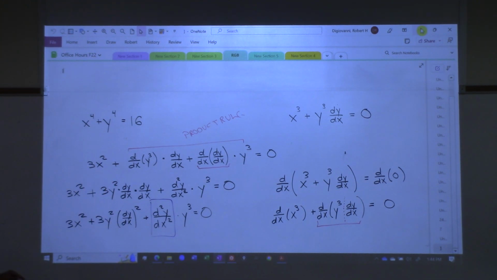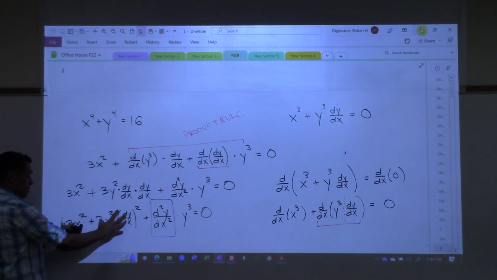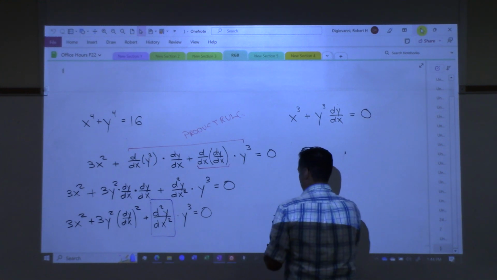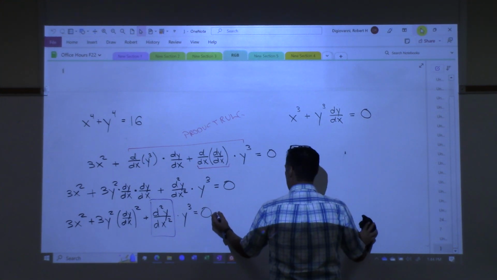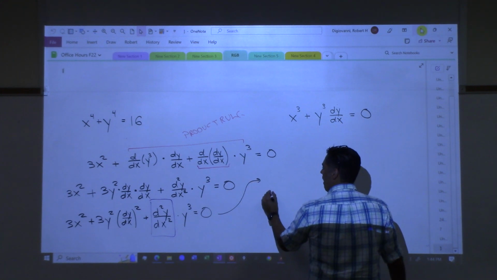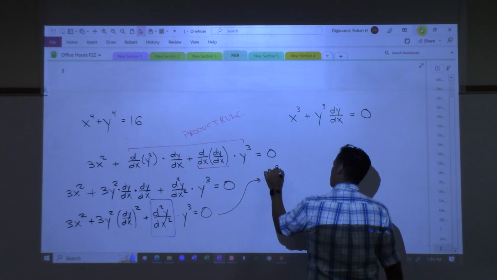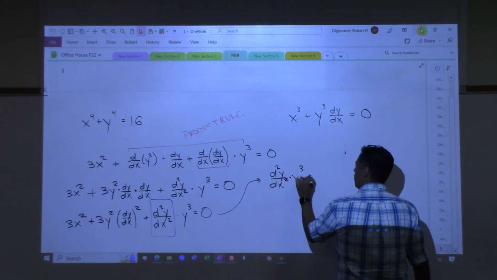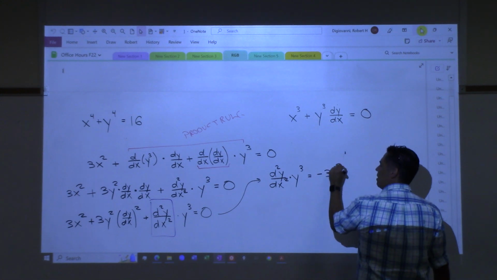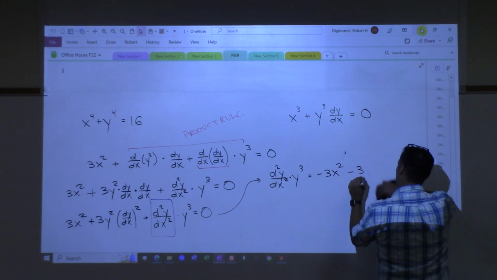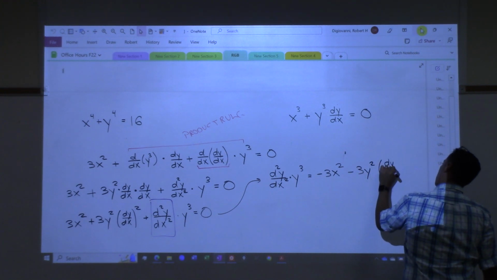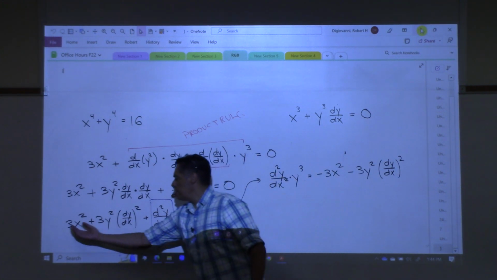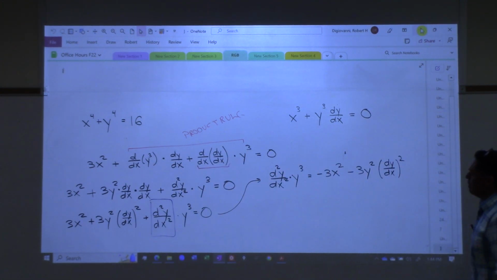To do that, I think what I'll do is I'll move both these terms to the other side. So we'll have the second derivative, that's our second derivative times y cubed, equals, when those other terms come to the other side, they become minus. Just bring this whole thing over, bring this whole thing over, so they're both subtracted.